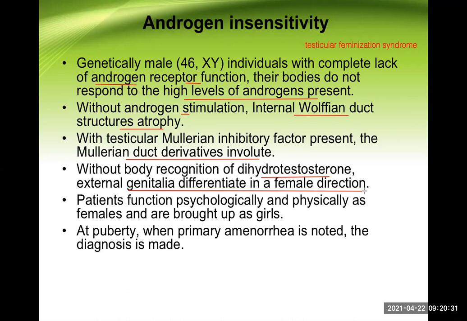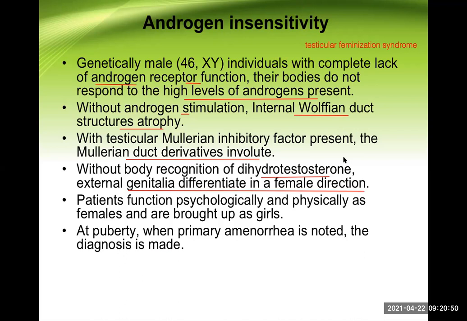Pseudo hermaphroditism. Sir, pseudo hermaphrodite. So which type of pseudo hermaphroditism? Is it male type or female type? Sir, female type. Okay, so how do you answer this? Let me remind you again, then you will give the correct answer.